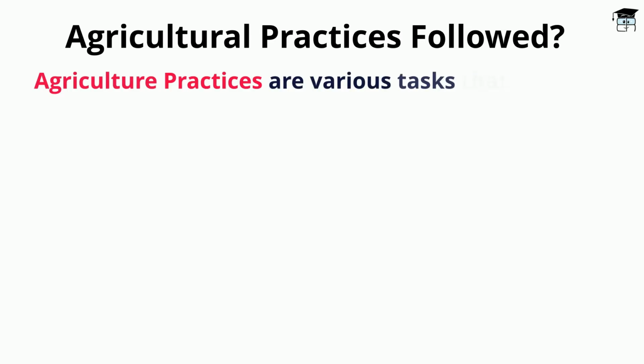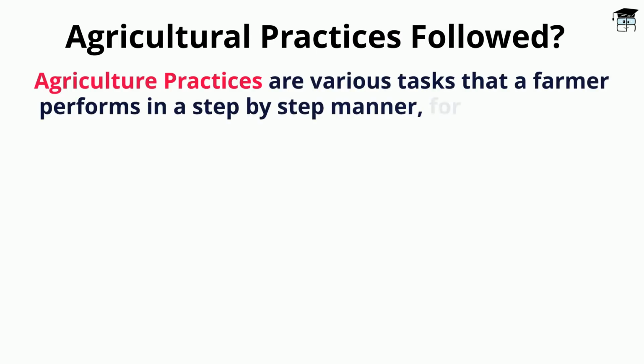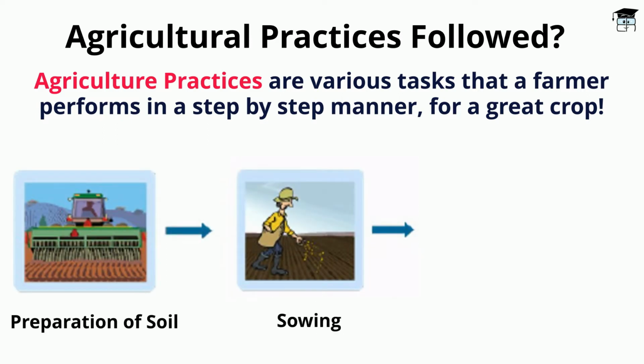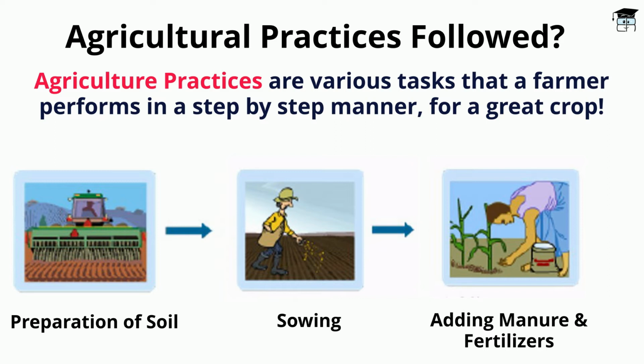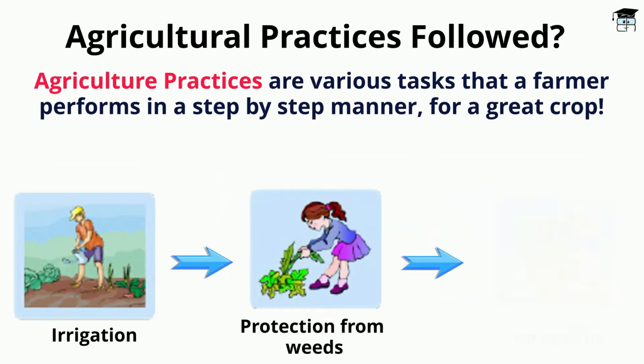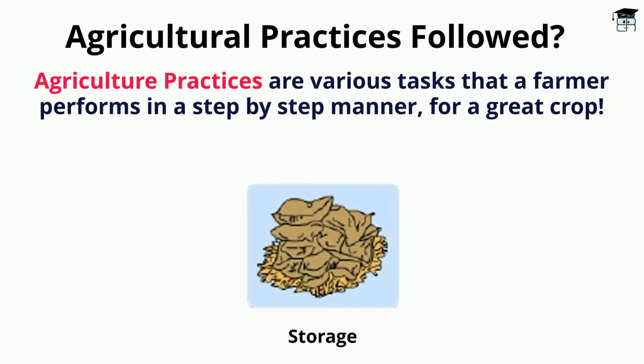What are the agricultural practices that farmers follow in order to raise a crop successfully? Agricultural practices are various tasks that a farmer performs in a step-by-step manner to produce a great crop. The agricultural practices performed are preparation of soil, sowing, adding manure and fertilizers, irrigation, protection from weeds, harvesting, and storage. Let us now discuss each of them briefly.